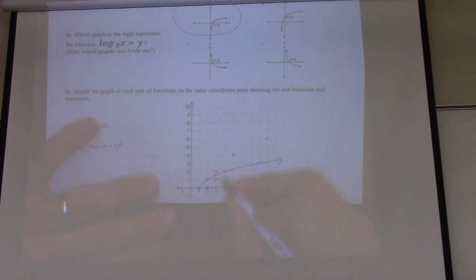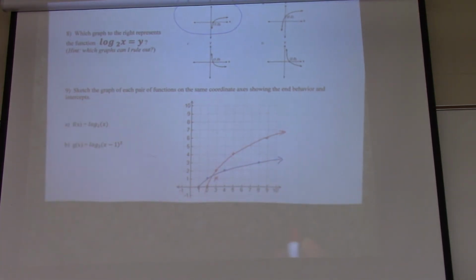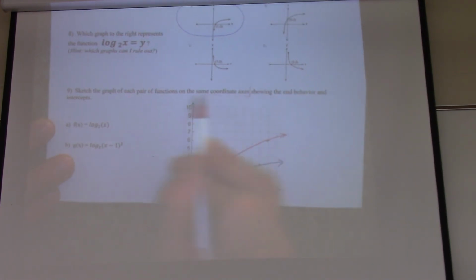Weird. Anyways, let's connect the dots. I don't know why Desmos was that wrong, but that's for sure the point. Here we got this. Okay? So I've sketched each graph. And it says here to sketch the graph of each pair of functions on the same coordinate graph. That's what we did. That's kind of the first part.